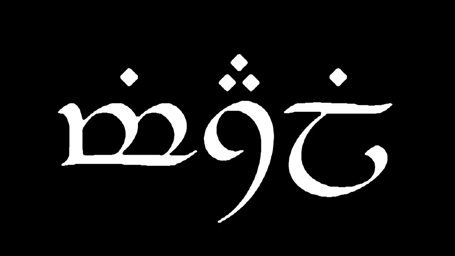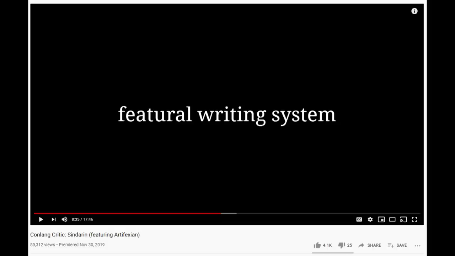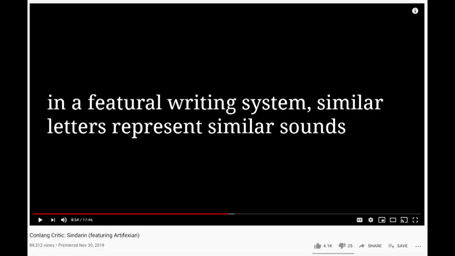One thing I didn't really talk about in the Sindarin video is how the Tengwar are a featural writing system, which I think is their most influential aspect. Here's the boring summary. A featural writing system is one where features of the shapes of individual graphemes indicate some information about what phonemes they represent.